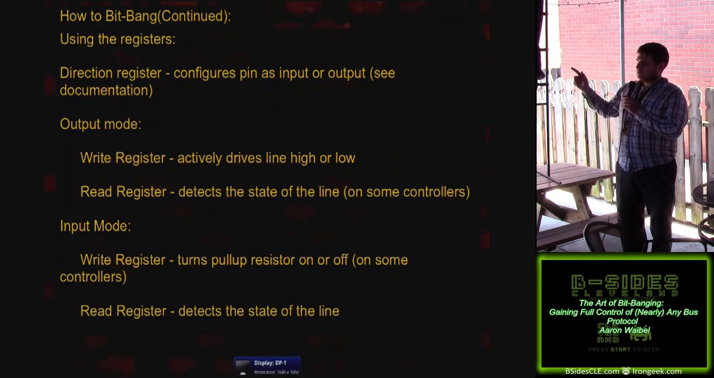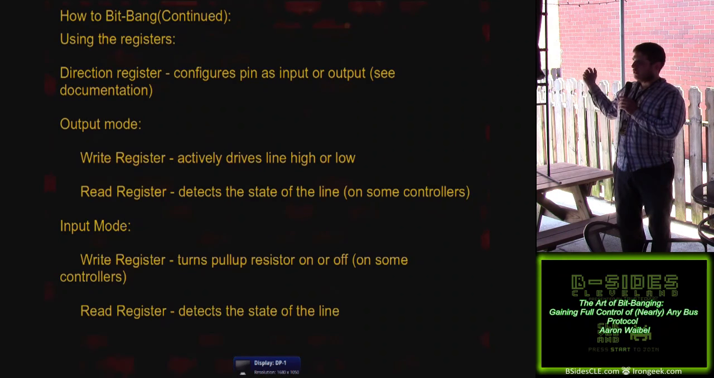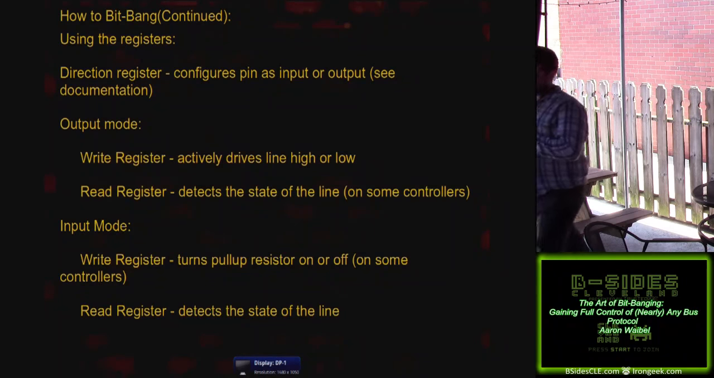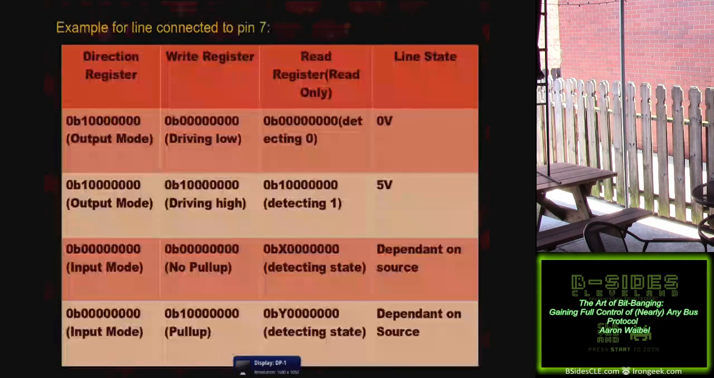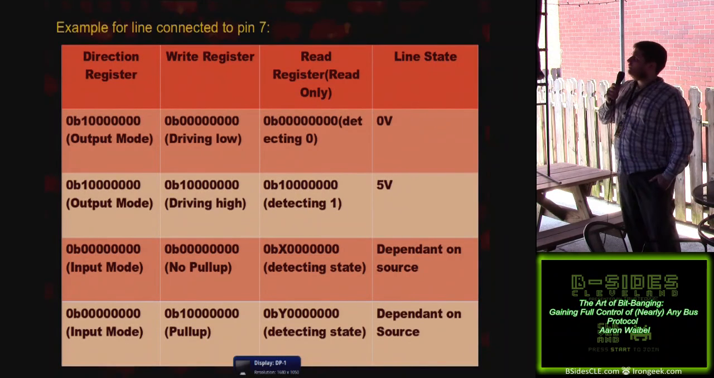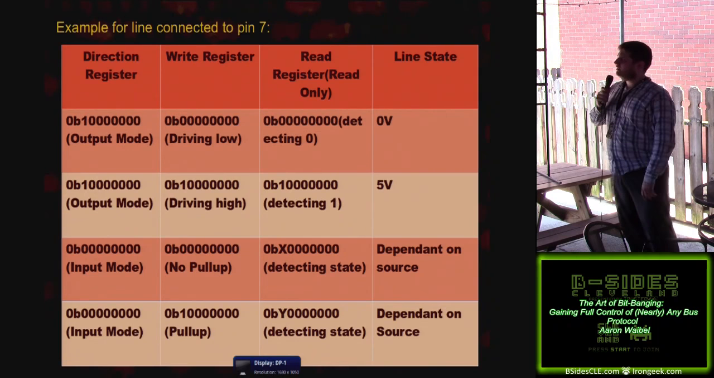writing to the write register usually will turn on what's called a pull-up resistor. It just keeps the line from floating at some intermediate voltage when nothing's driving it. It'll pull it up high whenever nothing's actively setting anything on the line. And then, of course, you can read the state of the line from input mode as well. So here's an example table of the mode for bit 7 of this one register that we're looking at. It's pretty much what I've explained before, but I just laid it out here in a nice table so it's easy to figure out what you're doing.